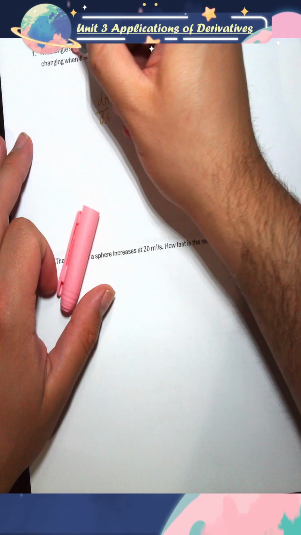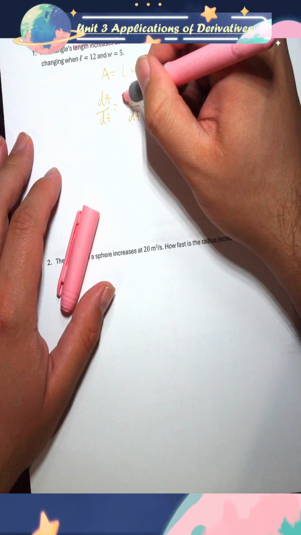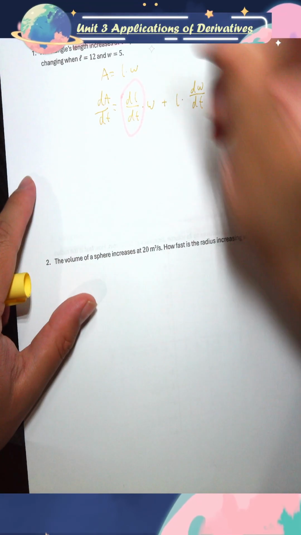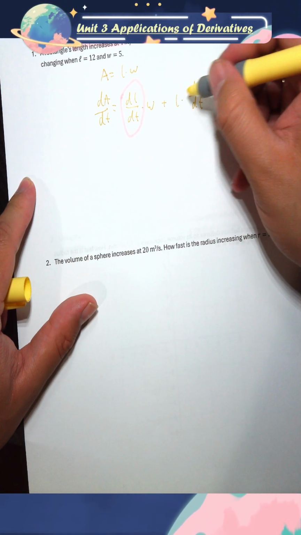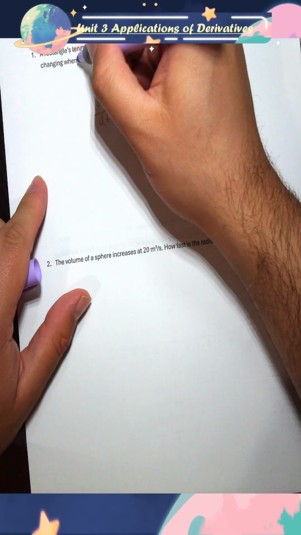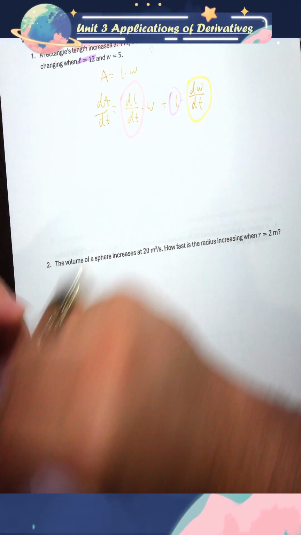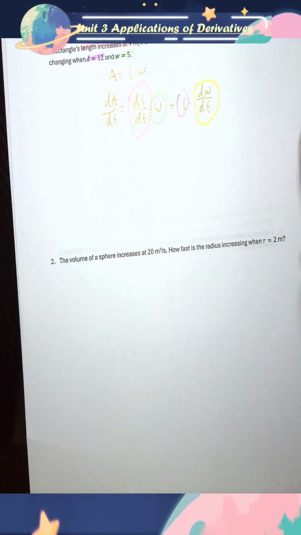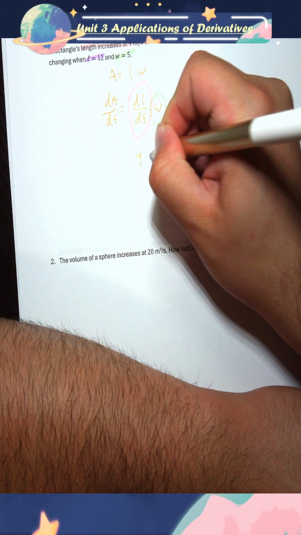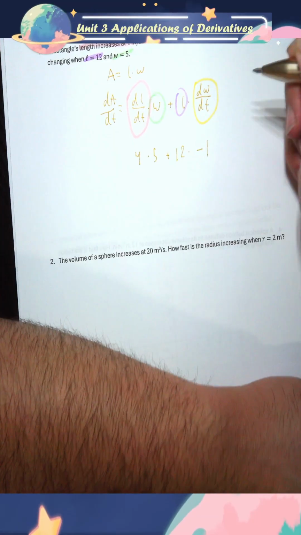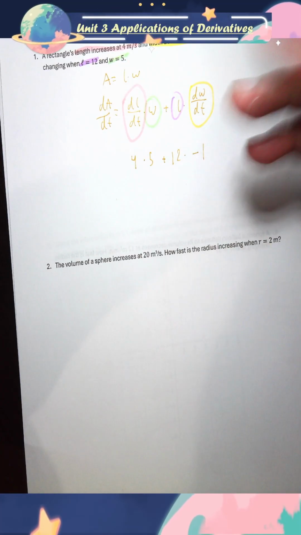It says the rectangle's length increases at a rate of 4 meters per second. So we're going to plug in that 4 here. And it says the width decreases at a rate of 1 meter per second. So that means we're going to include that here because they're both rates. And then it says L is equal to 12 and W is equal to 5. So we're just going to plug in those numbers. We have 4 times 5 plus 12 times a negative 1. Now it's negative because it says decreases. So there's a hidden negative in there.